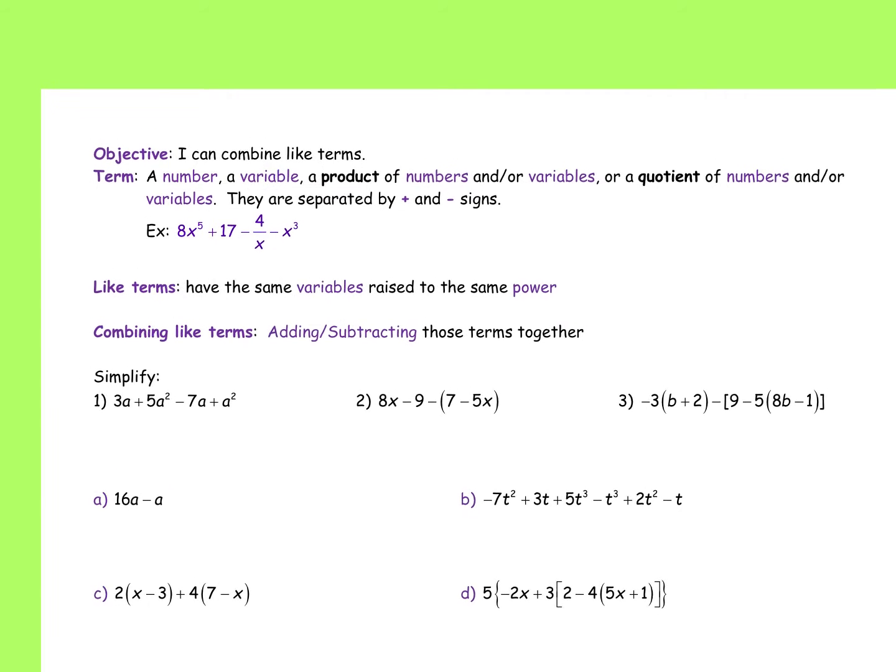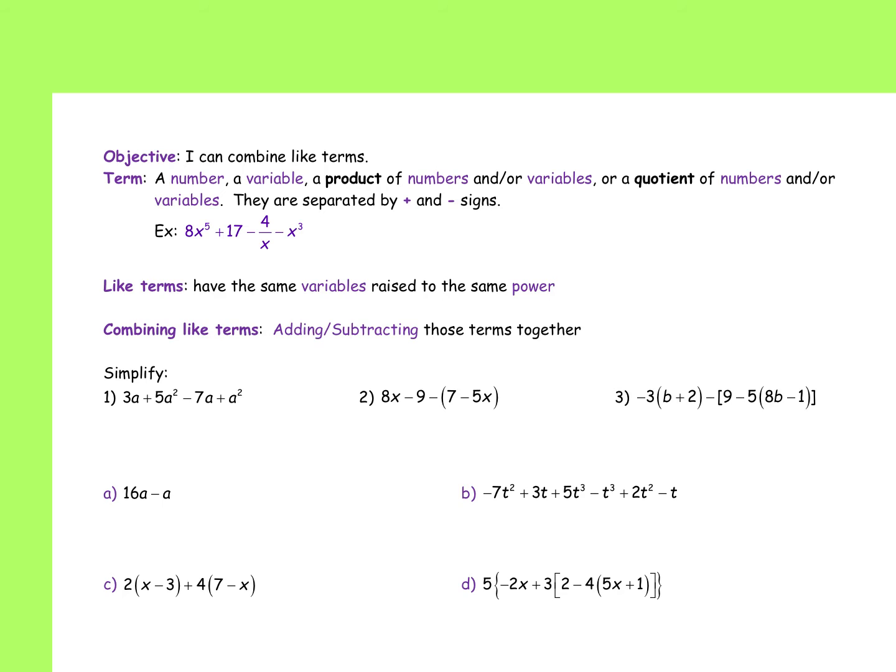A term is a number, a variable, a product of numbers and or variables, a quotient of numbers and or variables, and they're separated by plus or minus signs. What does product mean? Multiply, good. This means multiply. What is quotient? Divide, beautiful. So an example is 8x to the 5th plus 17 minus 4 over x minus x cubed. Each one of these is a term. This is a term, that's a term, that's a term, and this is a term. So I have 4 terms in that.